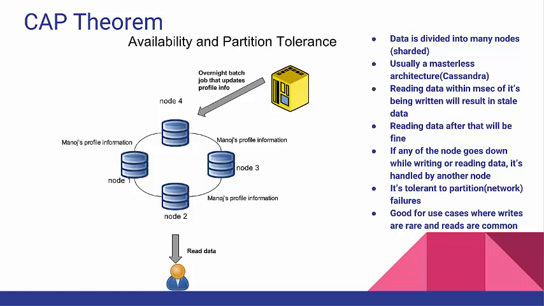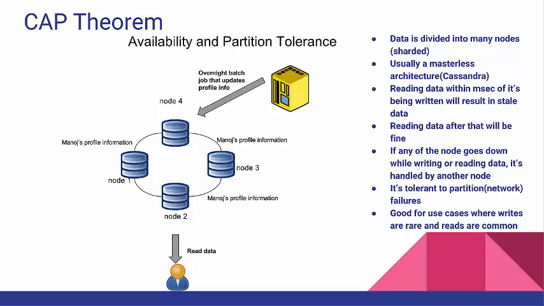Let's first look at databases that implement availability and partition tolerance. These databases usually shard or distribute the data, and they're usually masterless, with every node being equal. Cassandra is a good example of this.